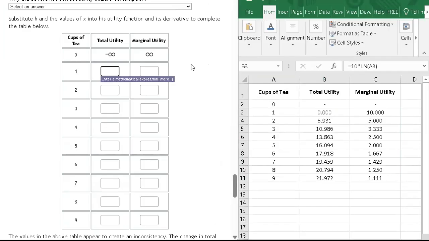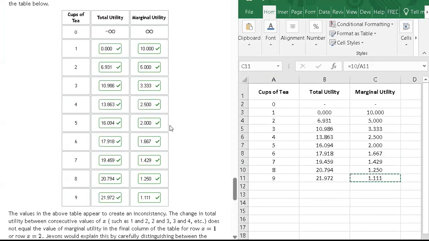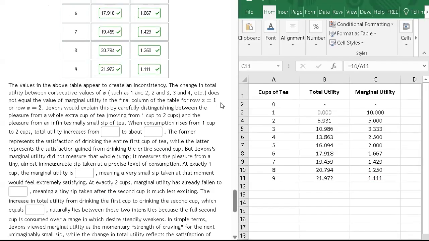So I'll type in 0, and then this one is 10, 6.931, 5.00. I went through and I filled in all the values for the table. The values in the above table appear to create an inconsistency. The change in total utility between consecutive values, such as from 1 to 2, our utility changes by that difference, but our marginal utility is 10 or 5. This change is between that value and that value.